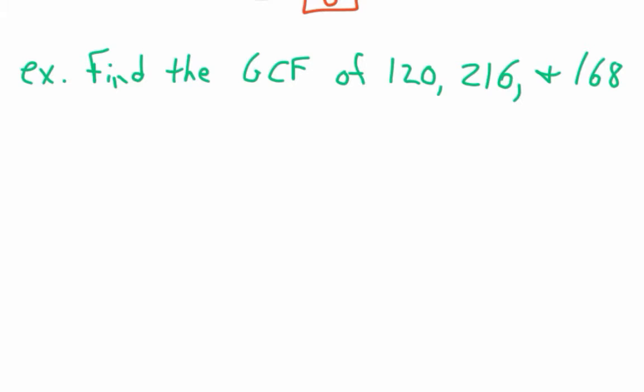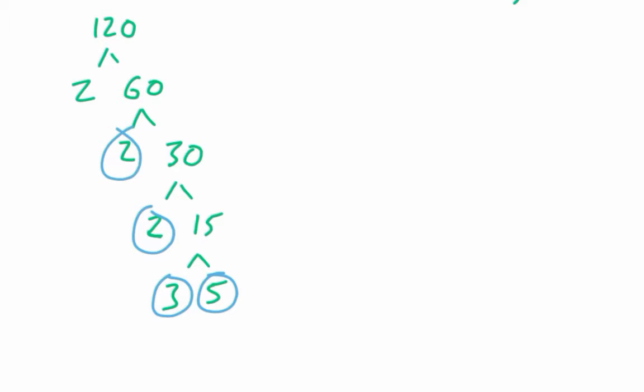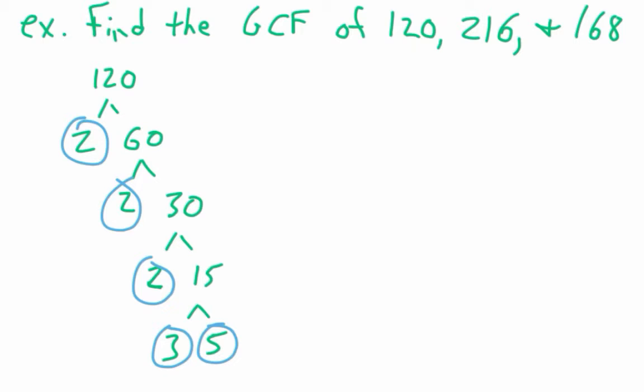And so I'll start with the 120. So 120, I could break that up into 2 and 60. Next we could say 2 and 30. Then 2 and... Could do 3 and 10 if you wanted to. I'm going to stick with 2 and 15. But 3 and 10 is totally fine. 3 and 5. Sorry, I'm a creature of habit. Okay, so I have my prime factors here. So that's my 120. My next one is my 216.